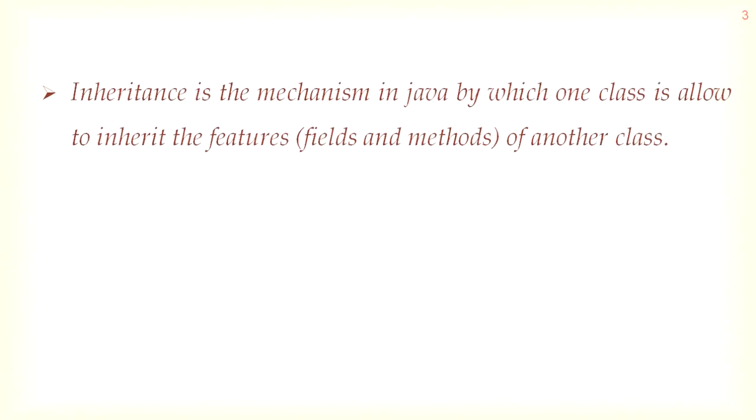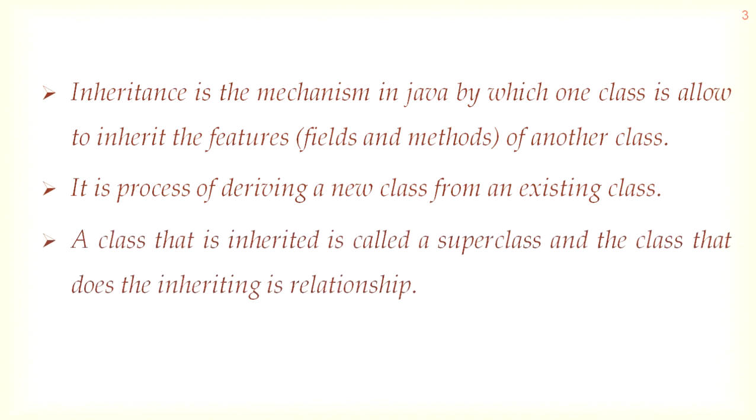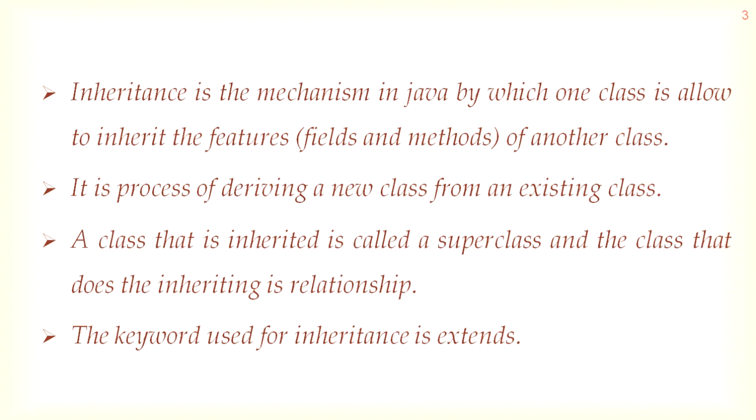Inheritance is the mechanism in Java by which one class is allowed to inherit the features, meaning fields and methods, of another class. It is the process of deriving a new class from an existing class. A class that is inherited is called a superclass, and the class that does the inheriting is a subclass. The keyword used for inheritance is extends.